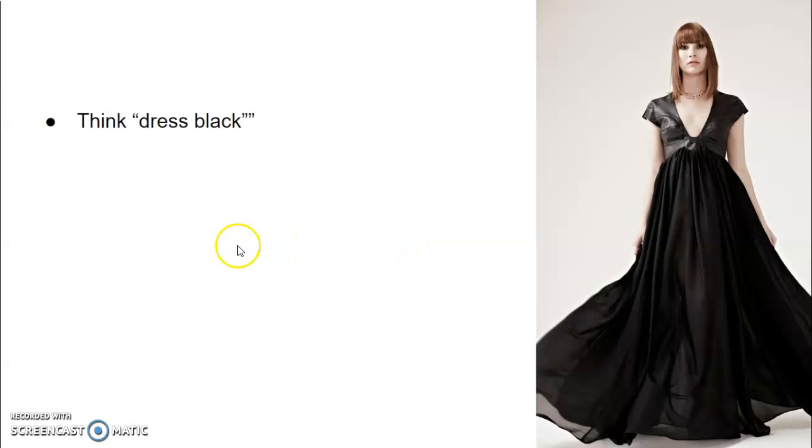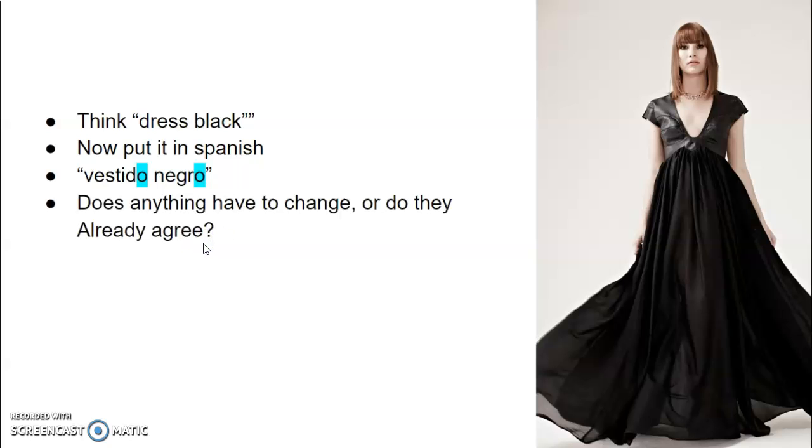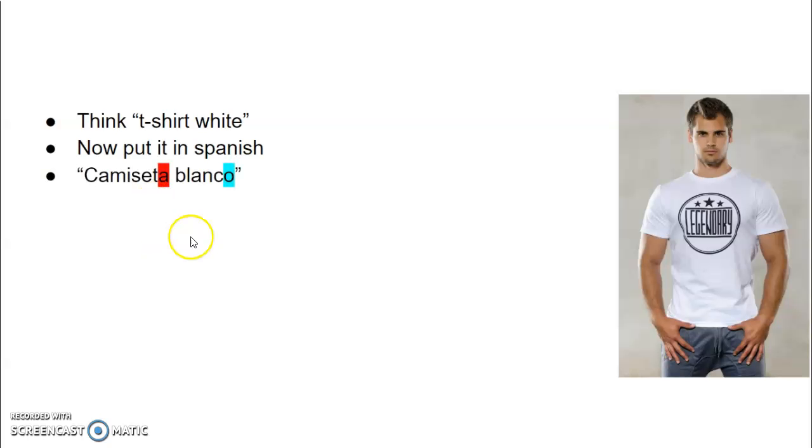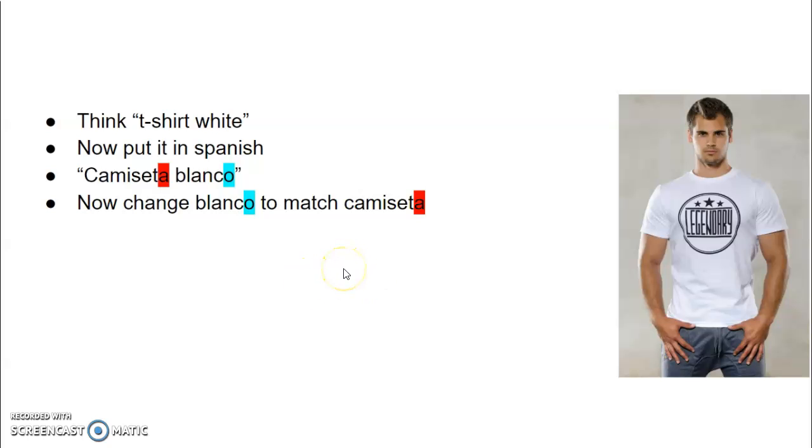Think to yourself, dress black. Now put it in Spanish. Vestido negro. Does anything have to change? Or do they already agree? How do we say black dress in Spanish? Type in your answer. Vestido negro. This one was nice. Nothing had to change. Think to yourself, t-shirt white. Now put it in Spanish. Camiseta blanco. Now change blanco to match camiseta. How do we say white t-shirt in Spanish? Type in your answer.